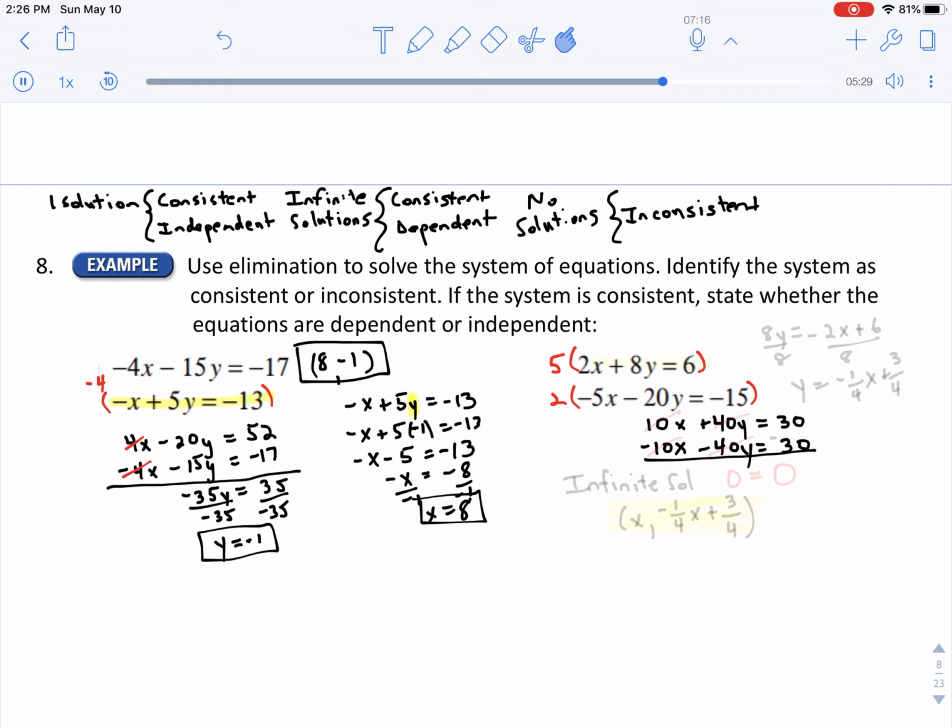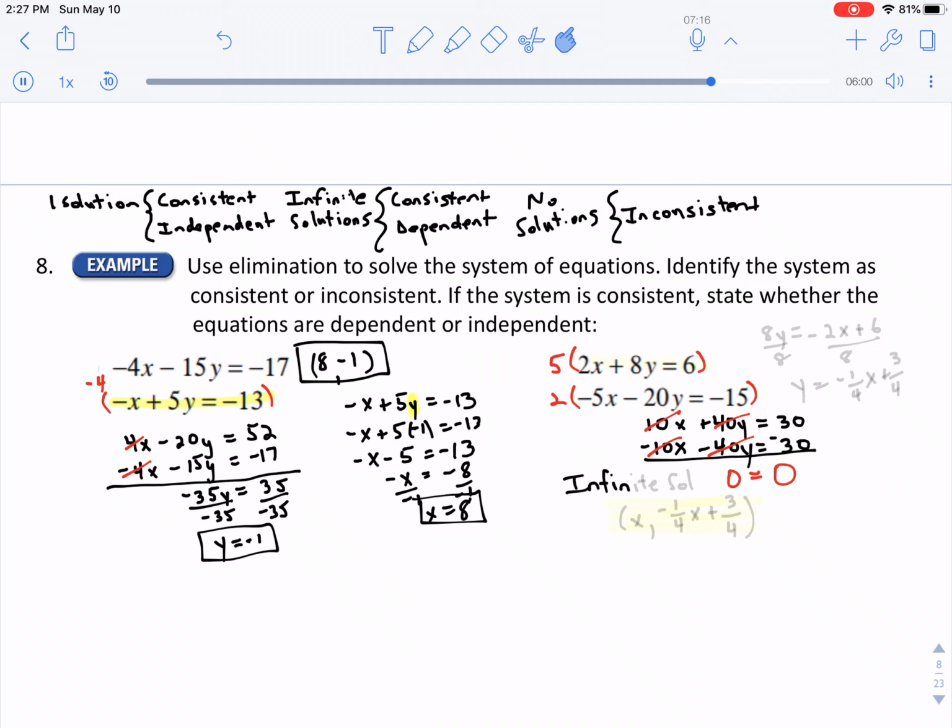Now add them together. When I add them together, 10x and a negative 10x is 0. 40y and a negative 40y is 0. So I get 0 equals. And then on the right-hand side, I've got 30 plus a negative 30, which is also 0. So 0 equals 0. When does 0 equal 0? And the answer is always. And if it always equals each other, then there are infinite solutions.